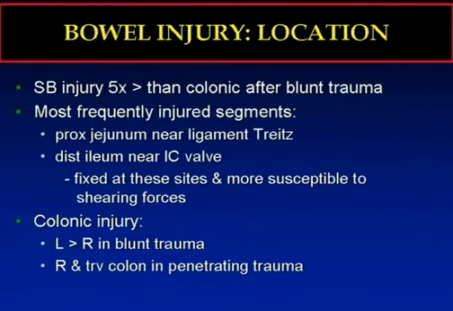In terms of location, small bowel injury is 5 times more common than colonic injury after blunt abdominal trauma, and the most frequently injured segments are the proximal jejunum near the ligament of Treitz and the distal ileum near the ileocecal valve. And that's because the bowel is fixed at these sites and therefore it becomes more susceptible to shearing forces. In terms of colonic injury, the left side of the colon is more commonly injured than the right in blunt abdominal trauma, and the right and transverse colon are more commonly injured in penetrating trauma.